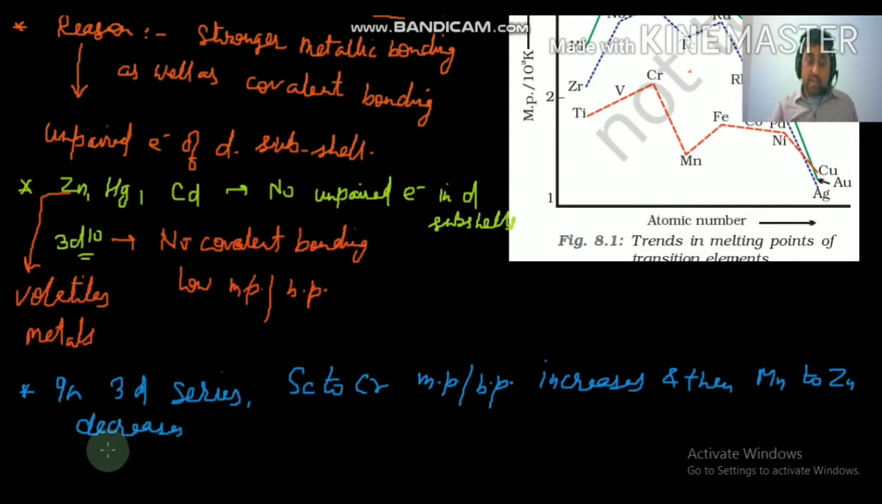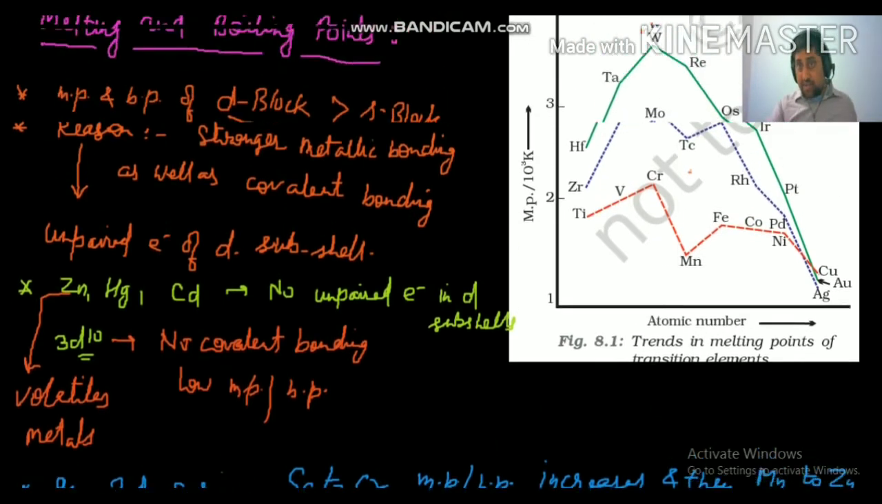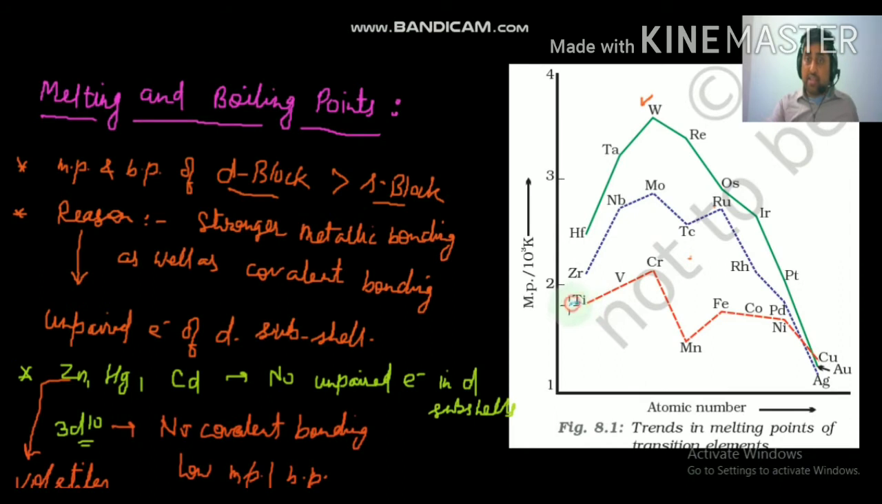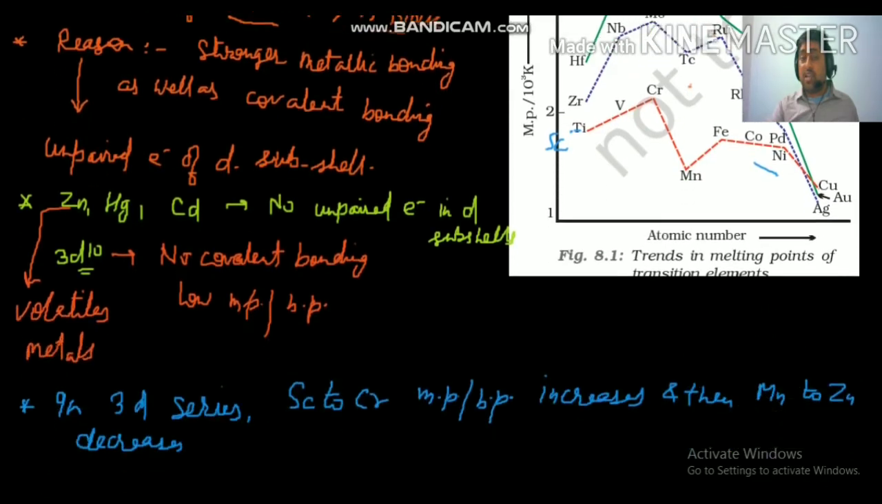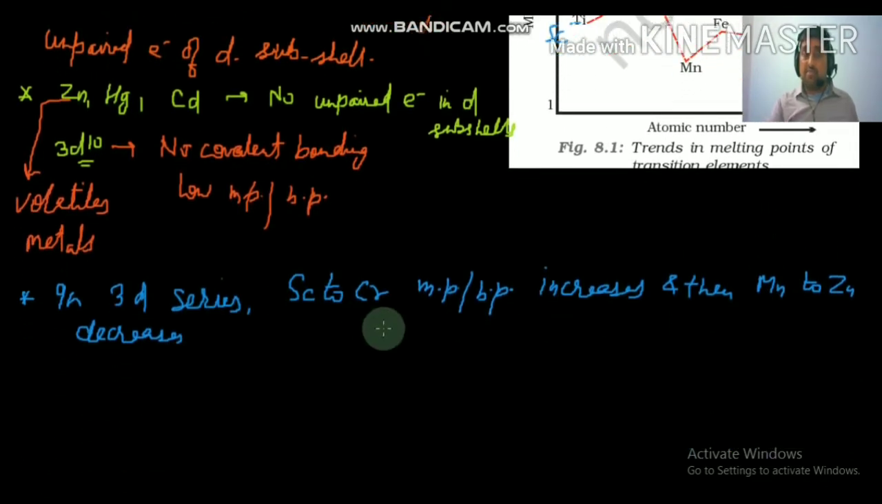Then thereafter you will see a decrease, and that can be made clear from the graph. Here somewhere will be scandium. So scandium to chromium increases, then manganese, and then further up to zinc, it will decrease. Similarly, everywhere in another series you will find the same trend. So in 3D series, scandium to chromium melting point increases, and then further manganese to zinc decreases.